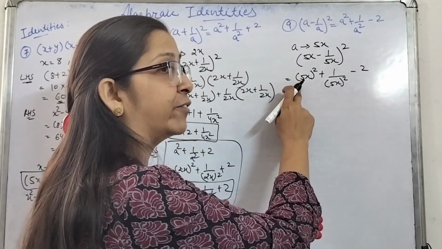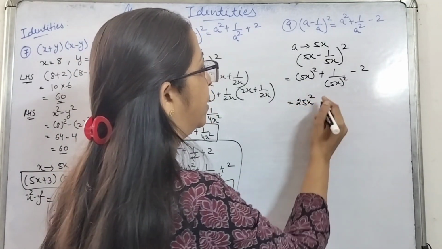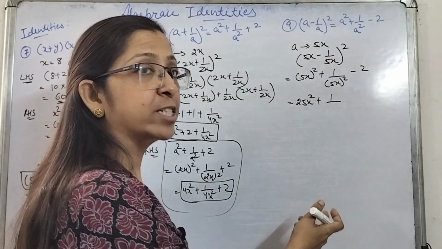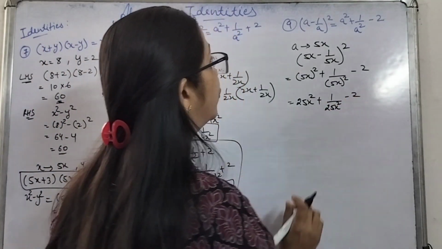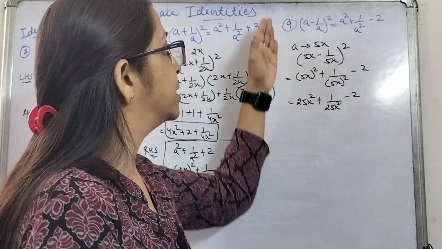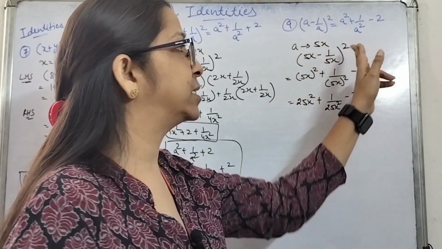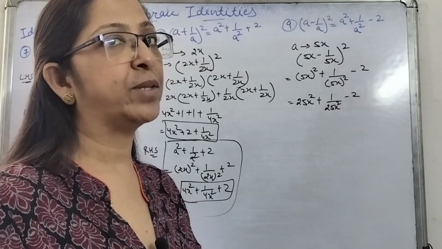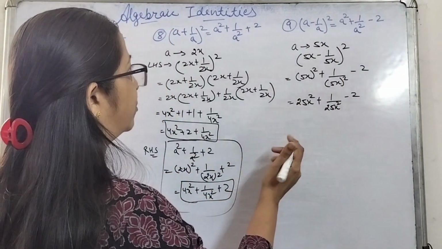5x whole square means 5x multiplied by 5x, that is 25x square, plus 1 upon 5x whole square, which is 1 upon 25x square, minus 2 will be the answer. We need not multiply it twice, simply the answer will be this. This is how we can use the identities and directly find the product of some special types of expressions. Now let's take one more example of this only.